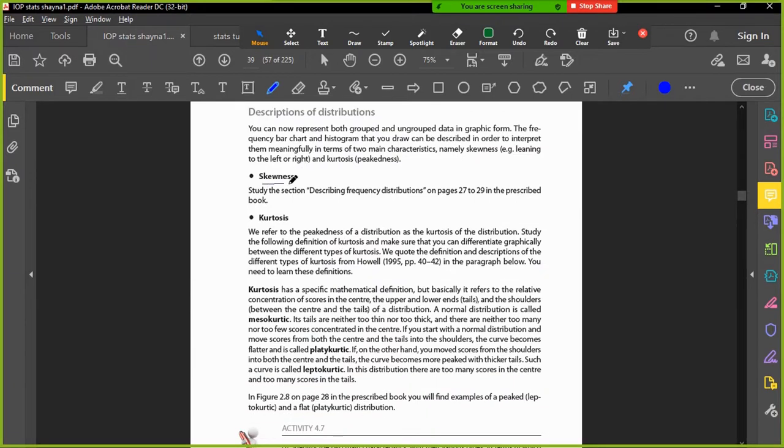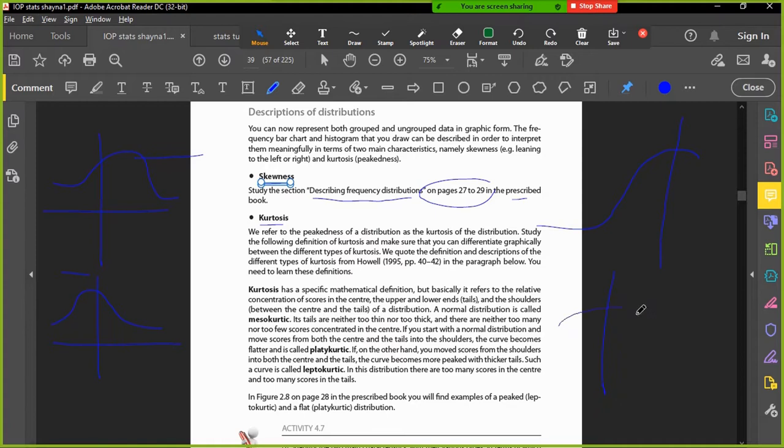Okay, here they're looking at skewness and kurtosis. Right, skewness, they're saying study the section describing frequency distributions on those pages in the textbook. Okay, they'll explain what skewness is. Skewness is you can have graphs that are shaped like this. Okay, this graph is skewed one way or skewed another way. Or it could look like this.